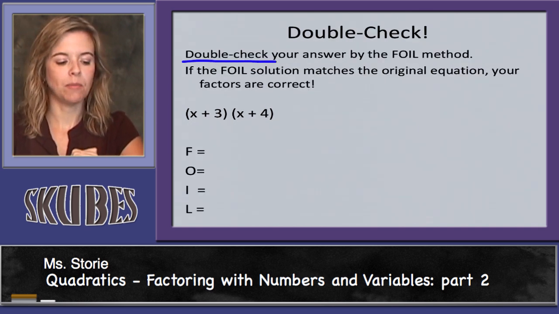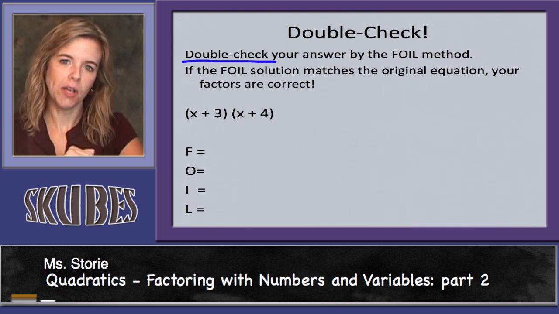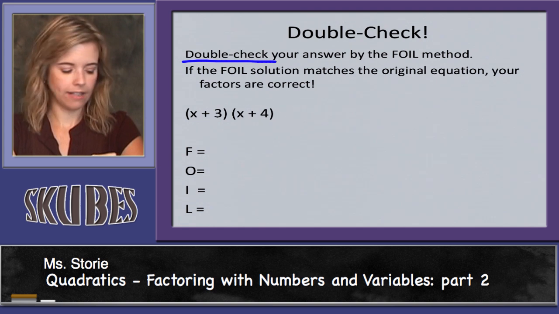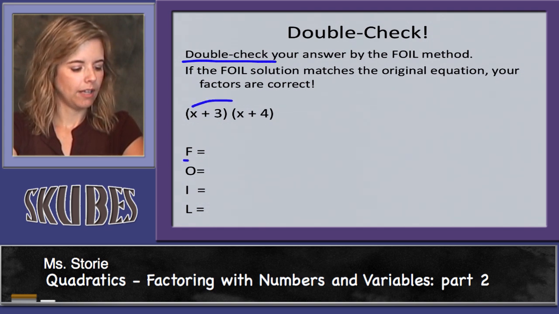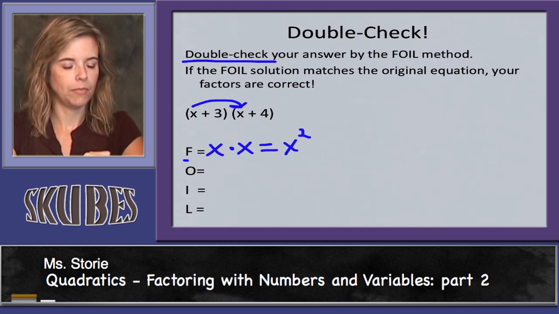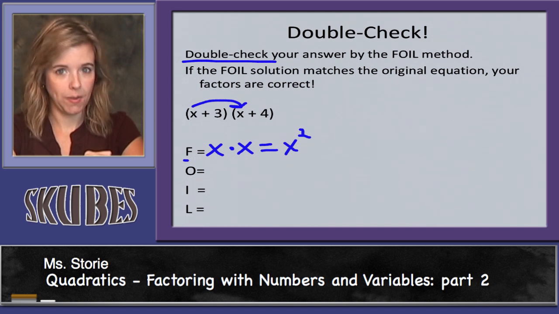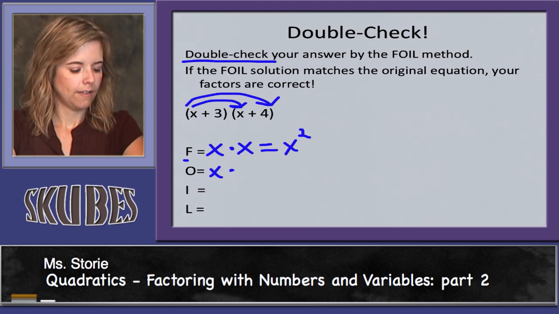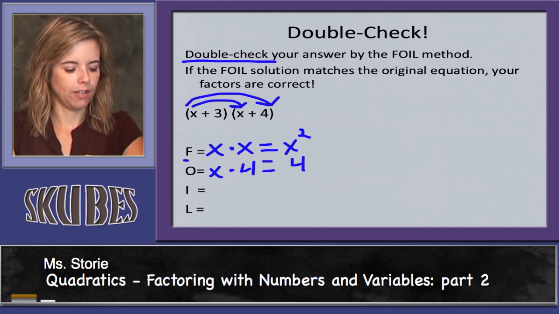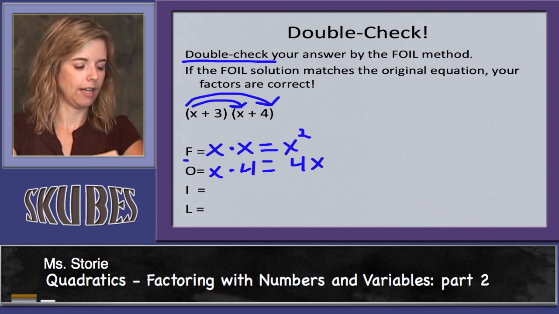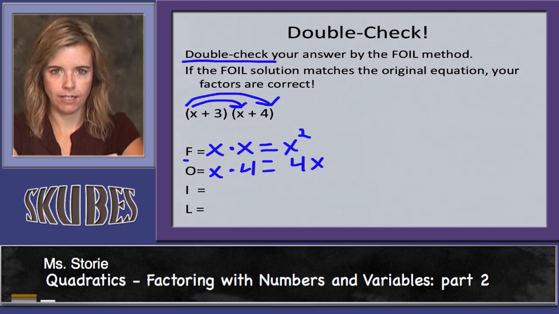You should always double check your answer, and you use the FOIL method to do that. If you remember, FOIL stands for first, outside, inside, and last. So the first is going to be x times x. So we're going to write it out. x times x equals x squared, because when you multiply exponents, you really don't, you add them together. Then x times 4. And in algebra, we always write the coefficient, then the variable. It's going to be 4x. Notice how I'm taking the signs with them. They're all positive. I didn't change any signs. If they were negative, I would have written negatives.